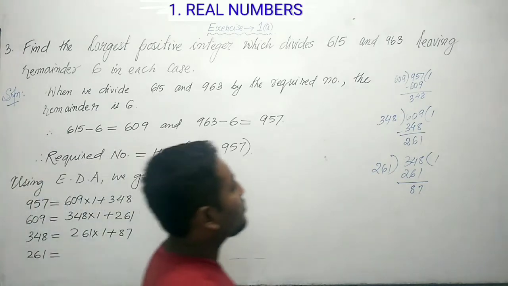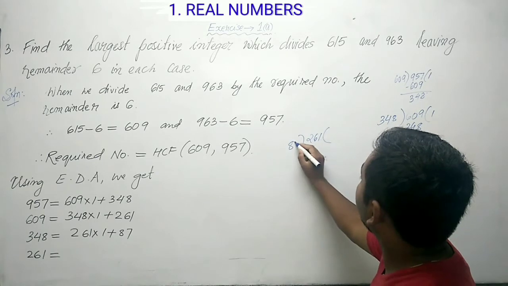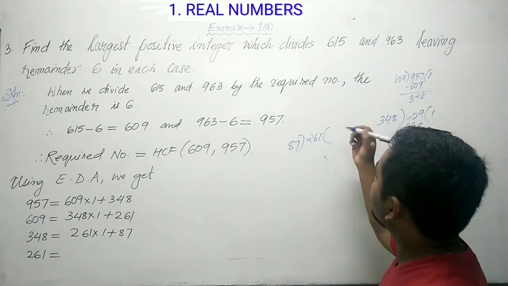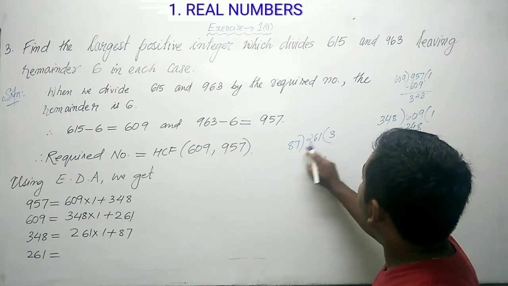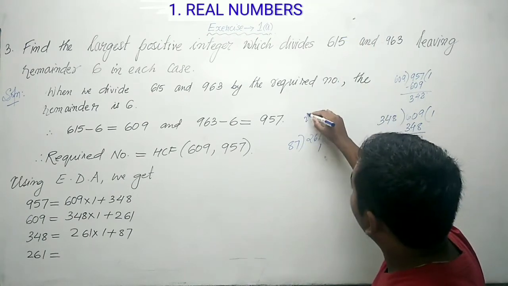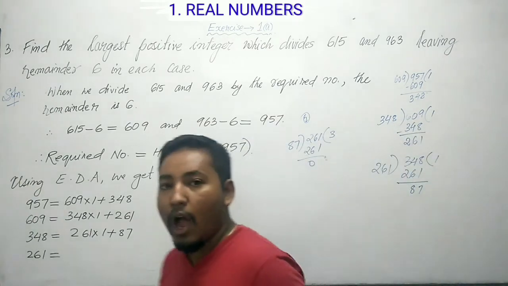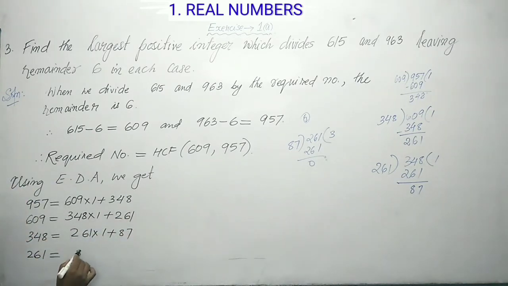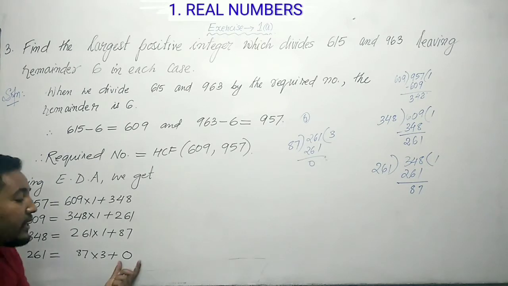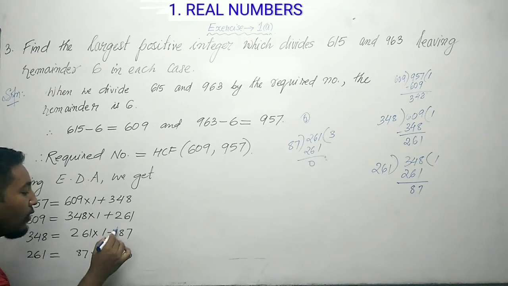Let us divide 261 by 87. 87, let us try. 3 7s are 21. Carry 2. 3 8s are 24 plus 2, 26. Now the remainder is 0 if you look at here. Now you can write down 87 into 3 plus 0. Since the remainder is 0, therefore the HCF is the last non-zero remainder. This is our answer.